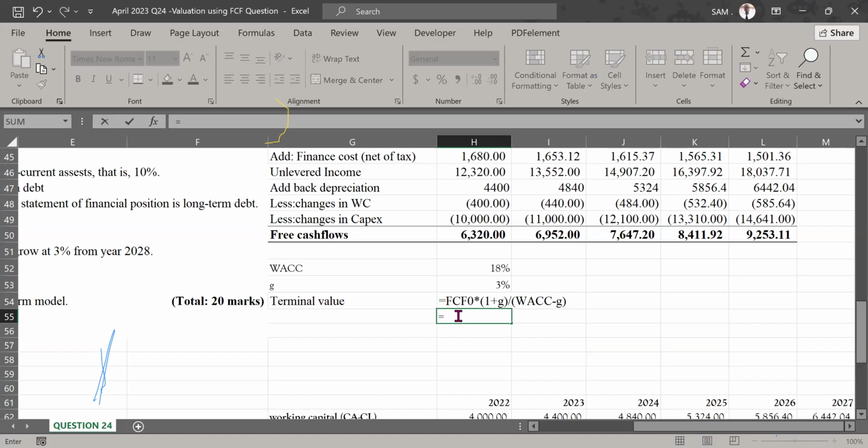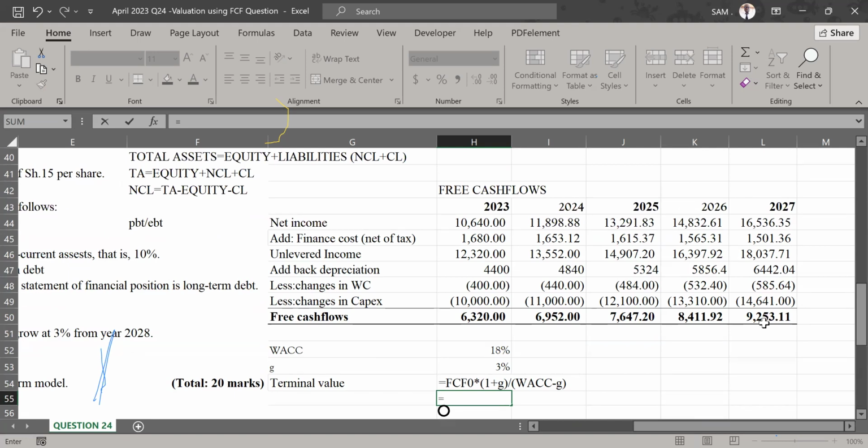We say an equal sign, then we pick the free cash flows at year 0, which is the terminal value. What is the terminal value? It is the free cash flow at the end, year 2027. It is this 9253.11. That is the terminal value we start with. Now, that terminal value we multiply by, open a bracket, 1 plus growth rate. Which growth rate? We refer to this 3% box, that cell there. That is the growth rate.